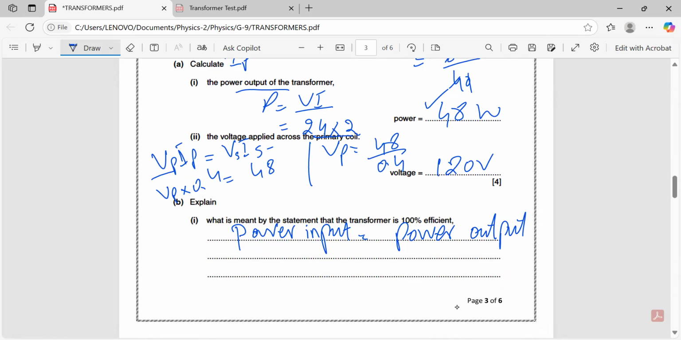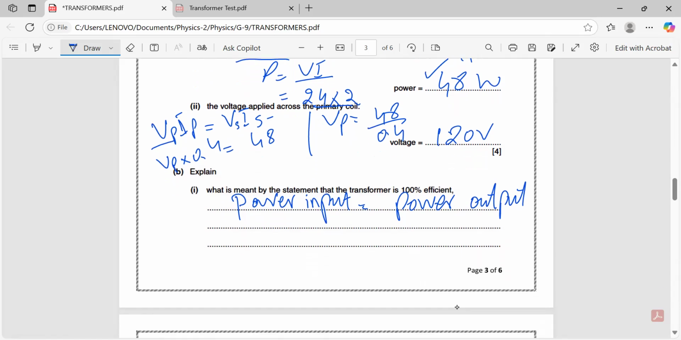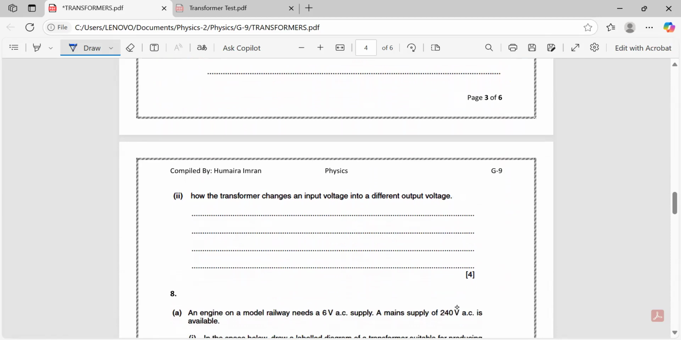Or there is no energy loss or no power loss. You can even write like that. The next part is how the transformer changes an input voltage into the output voltage. You have to mention that there will be an alternating current supplied to the primary coil.